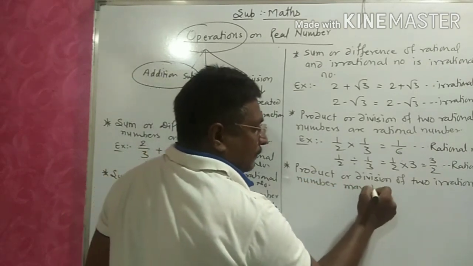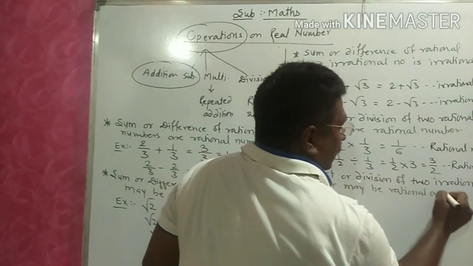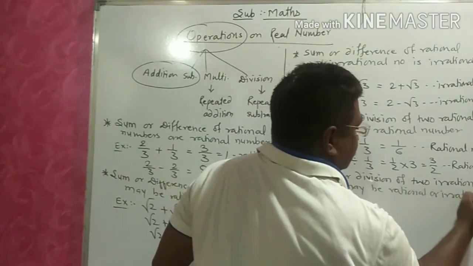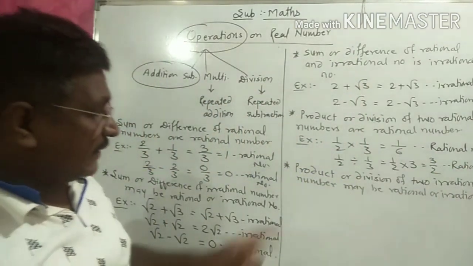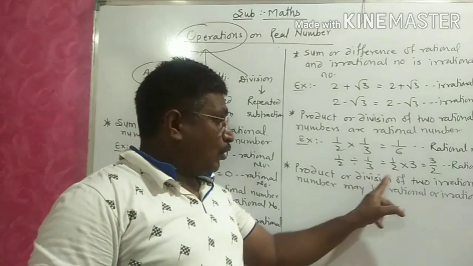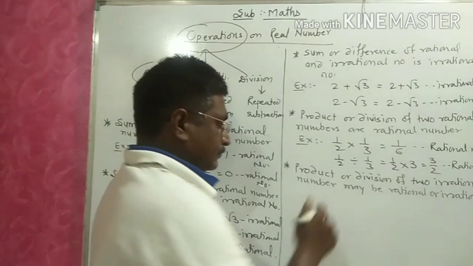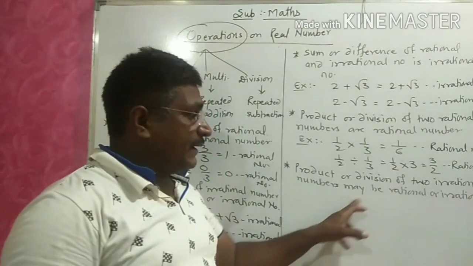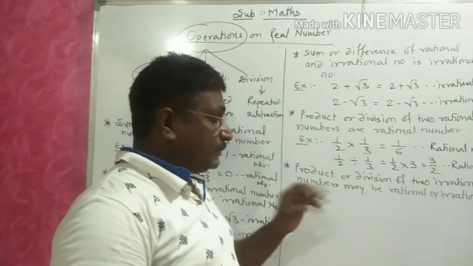May be rational or irrational. So see what I wrote here. Product or division of two irrational numbers may be rational or irrational. What is the meaning of this?